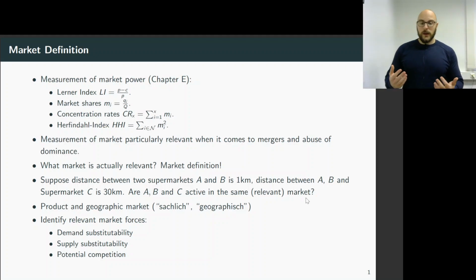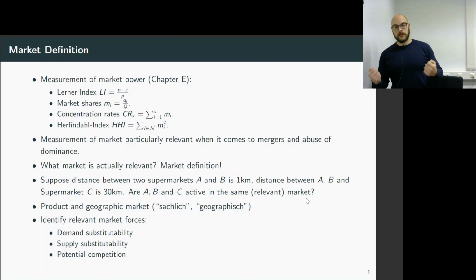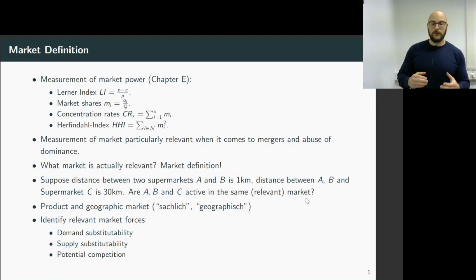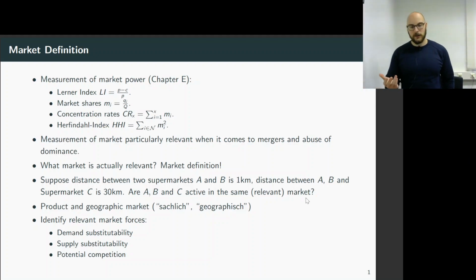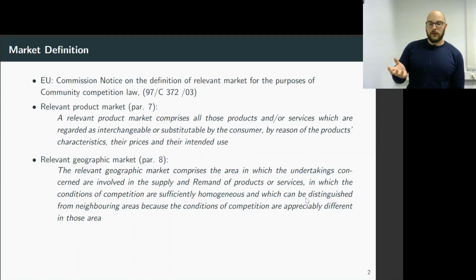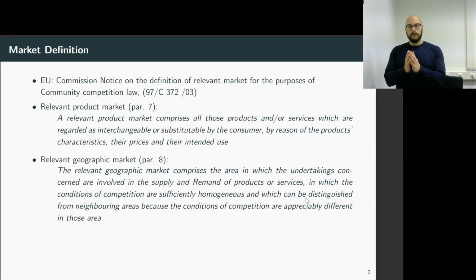And in practice, we have to differentiate the relevant product market and the relevant geographic market. In German, we say sachlich for product market and geografisch for geographic market. And it's important to identify the most relevant market forces at play here, right? So there's demand substitutability that plays a role, supply substitutability, and potential competition. How do we get these different concepts together, right?